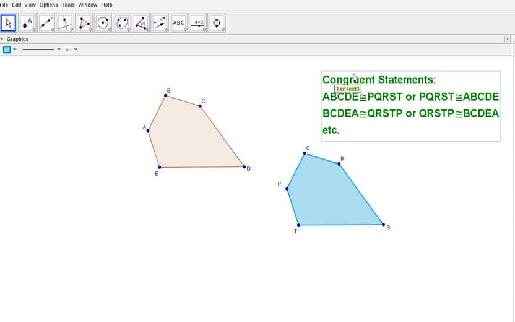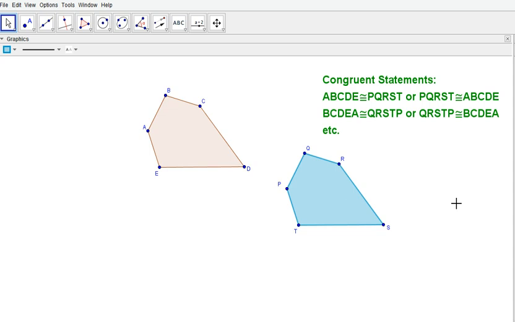Now, once again, just so you're clear on this, a congruent statement means I say this is congruent to the other thing. That's all it says. This polygon is congruent to that polygon. That's what we mean when we say congruence statement. When I write a congruent statement, I have to use the congruent sign that shows up here. And I have to put them in order.